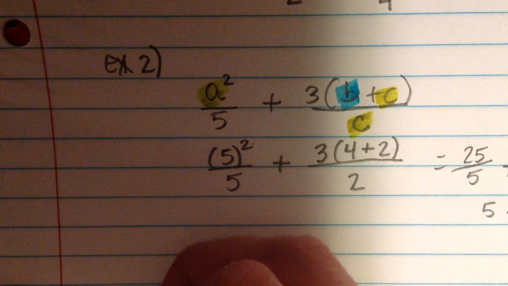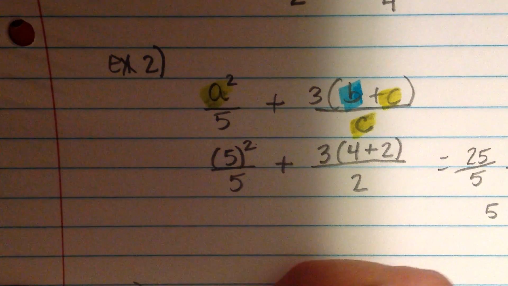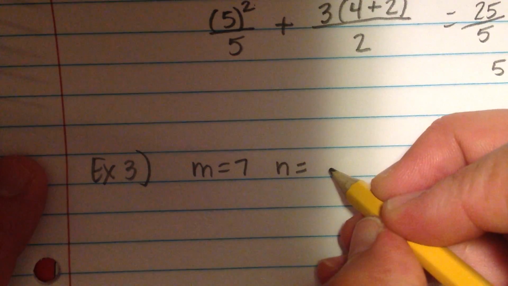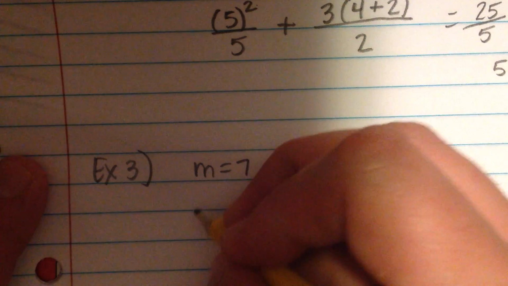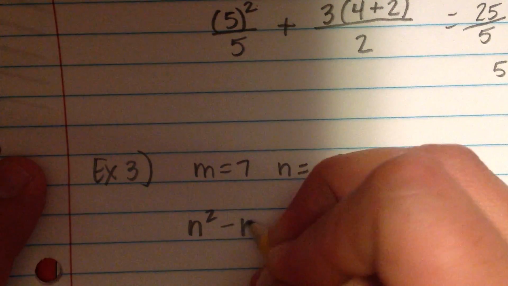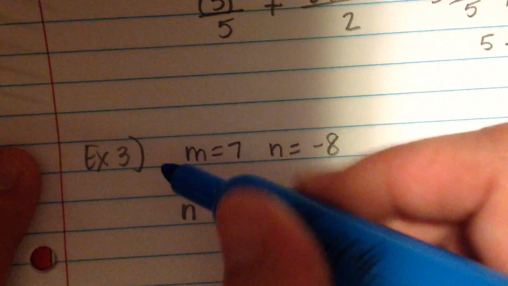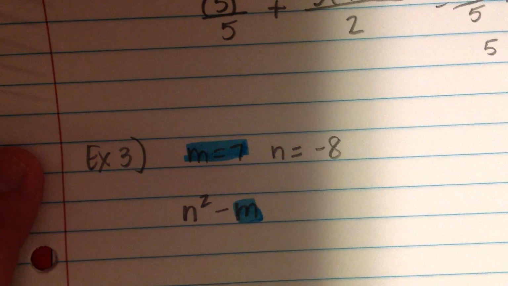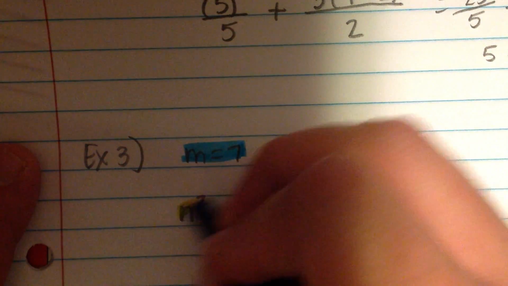Moving on to example 3. I am going to let m equal 7 and n equal -8. So I'm going to evaluate n squared minus m. So again, I'm going to substitute my variables. So anywhere I see an m, I'll substitute 7. And anywhere I see an n, I'll substitute -8.